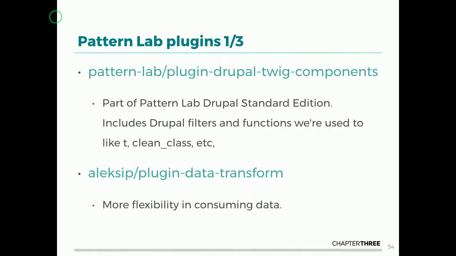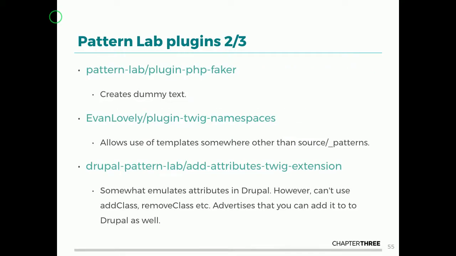So the plugins are super important. There's a couple on that list that I gave. Just use them. Clean class, you want it. T function, you want it. These are Drupal twig components. The plugin data transform, just use it because it simplifies things. There's a plugin called PHP Faker, which will generate dummy text for you, so you don't have to do it yourself. That's really useful. Twig namespaces, just use it. You can put templates in it if you want to put your pattern somewhere besides the patterns folder, which depends on what you're trying to do.